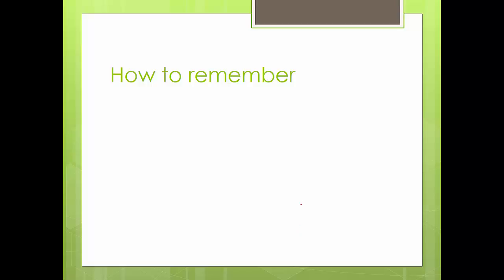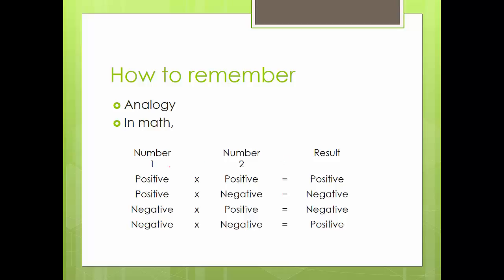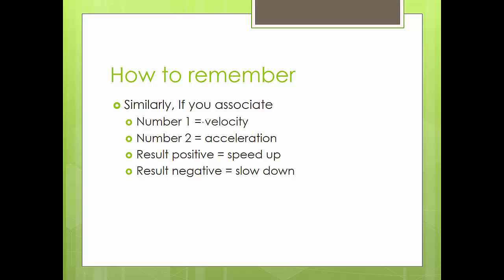One way to remember is using an analogy in math. You know that positive multiplied by positive gives a positive, negative multiplied by positive gives a negative, and negative multiplied by negative gives a positive. If you use this as an analogy, with the first number as velocity and the second number as acceleration, if your result is positive, it means that it speeds up. If your result is negative, it means that it slows down.